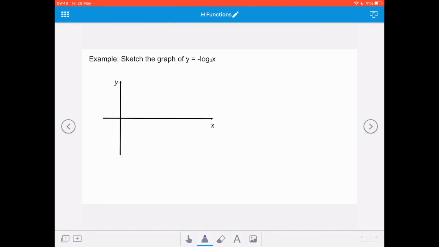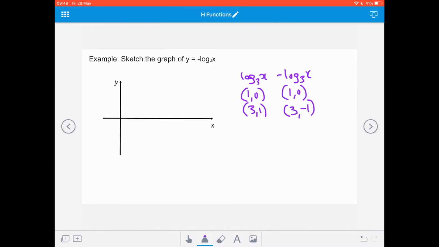Our final example is to sketch the graph of y equals negative log to the base 3 of x. When the negative is in front of our function, it means that we're reflecting in the x-axis. So again, let's consider our log to the base 3 of x curve. It's going to go through 1, 0 and 3, 1. So our negative log to the base 3 of x curve is going to go through 1, 0 because it's on my x-axis, but my 3, 1 is going to go to 3, negative 1.